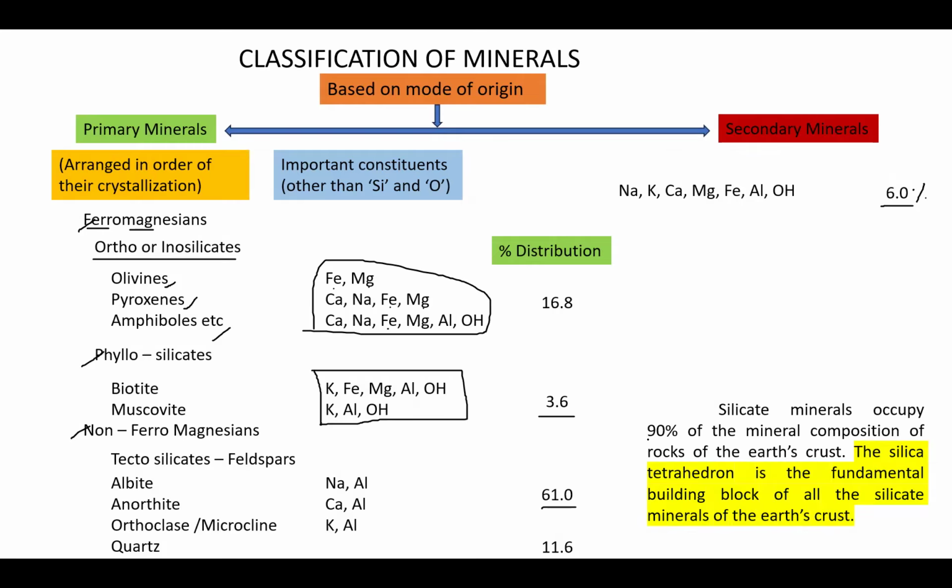Silicate minerals occupy 90% of the mineral composition of the rocks of the earth crust. So what are rocks and all? Please go through the previous lectures. The silica tetrahedron is a fundamental building block for all silicate minerals of the earth crust. So remember this line, so that it will be useful in future classes.